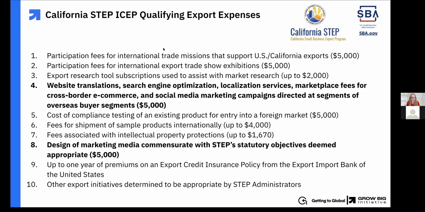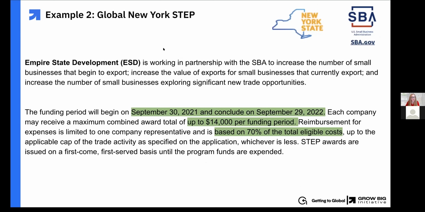Number 9 is a new expense added this year. You could use the funds to cover the premium on an export credit insurance. We'll talk about that when we are in the ICEP modules. If there's any other export initiative that you might have in mind for your internationalization, all you have to do is clear communication with the STEP office, and most likely you would be pre-approved for that.